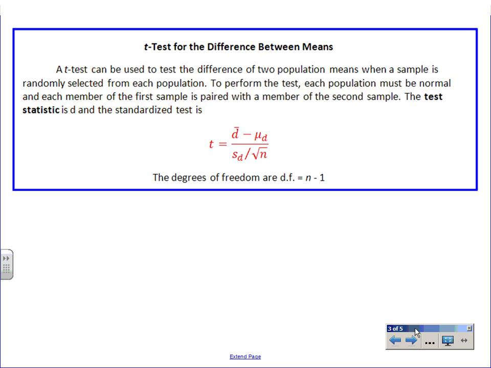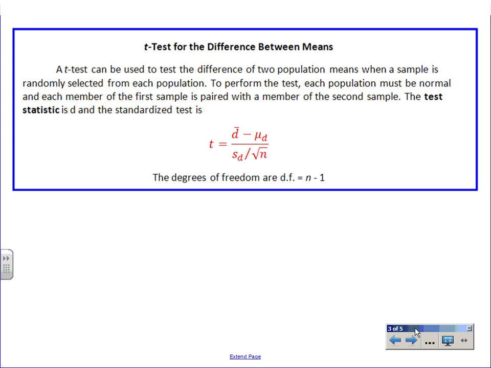So now, earlier they didn't say that they had to have the exact same number, right? But now to use this test, it's saying that each population must be normal, and each member of the first sample is paired with a member of the second sample. And most times the person's going to be paired with themselves, right? I mean, that's the best way to do it, right? And the test statistic is d. Okay, d, obviously, what do you think that stands for here? Difference, yeah, okay. And the standardized test statistic is this.